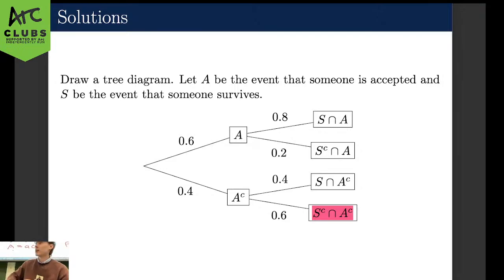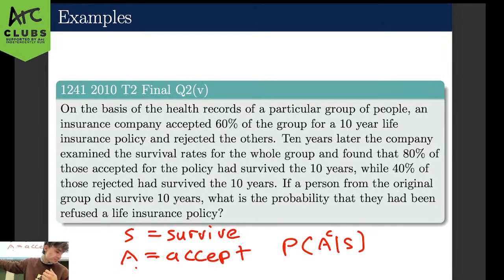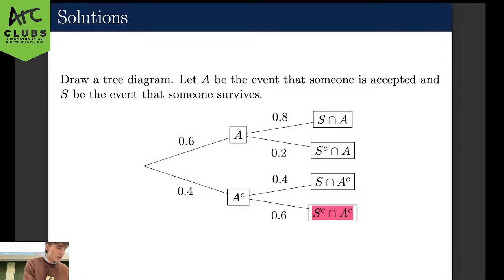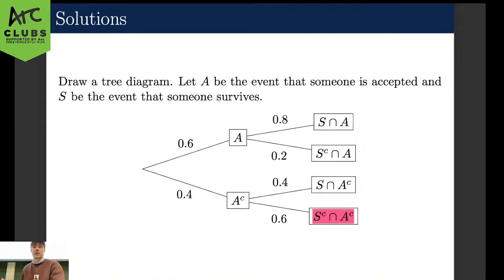Now, let's look at the case where someone was first accepted. Out of the group that was accepted, 80% survived, giving us our 0.8 for the outcome that they survived and were accepted. That means that 20% did not survive, giving us the outcome that they did not survive and were accepted. And using the same logic, we could derive an expression for all our other outcomes.